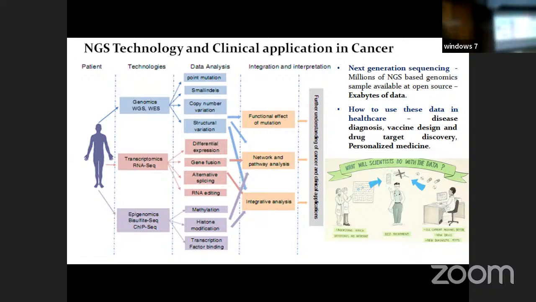Basically, disease diagnosis. You can use this NGS data for disease diagnosis, vaccine design, drug target discovery, and personalized medicine. This is an example, as you can see, that you have sequenced your complete genome. This is the precision therapeutic I am talking about. You go to the doctor and tell them these are the differences in my genome with respect to the reference genome. Then probably there might be 5 medicines, but the doctor might prescribe you 1 medicine. This is what precision therapeutic is.